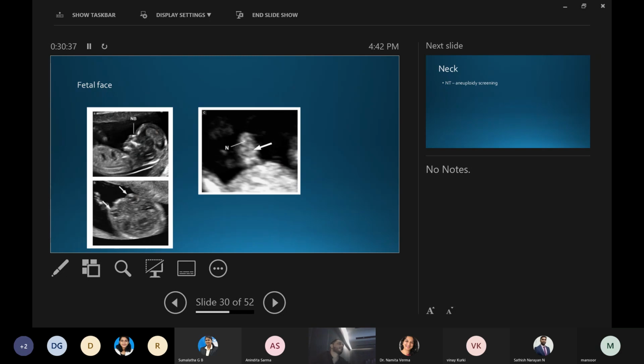And then in the fetal face, the profile view showing the nasal bone, the mandible you can see here. This is the frontal bone. Just imagine a vertical line from here. You can see it will go through the mandible. If the mandible is somewhere behind that vertical line, that is micrognathia or retrognathia.